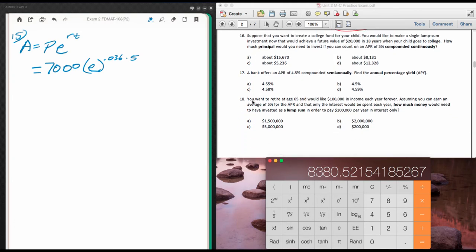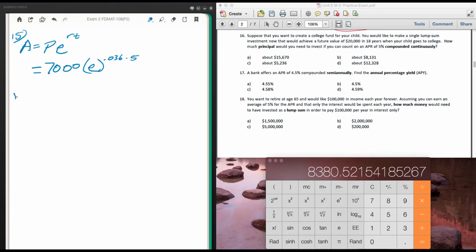Suppose you want to receive a college fund for your child. You would like to make a single lump sum investment now that would achieve a future value of $20,000 in 18 years, when your child goes to college. How much principal would you need to invest in order to count on an APR of 5% compounding continuously?